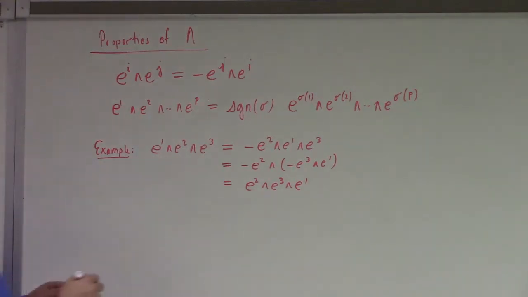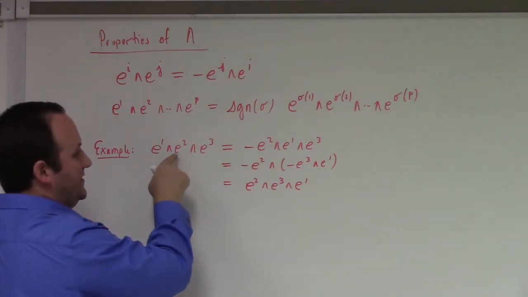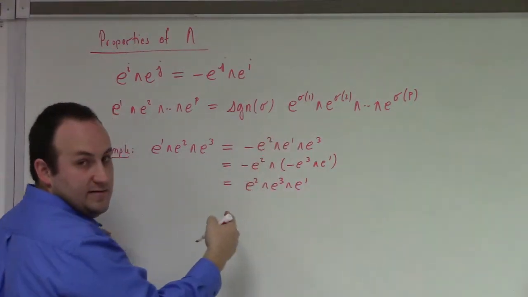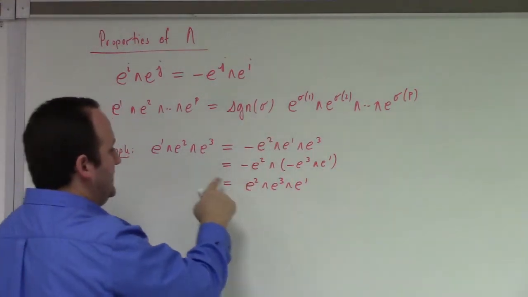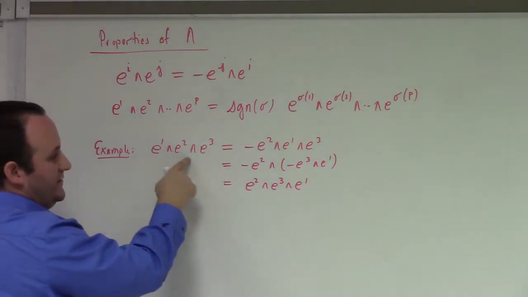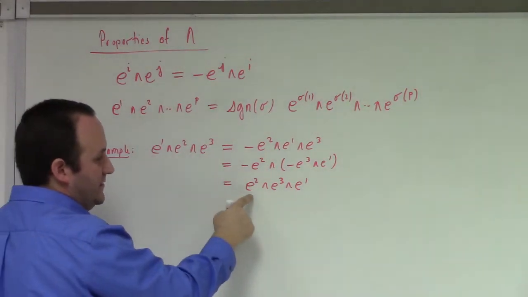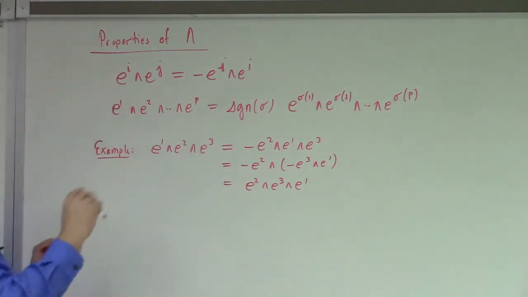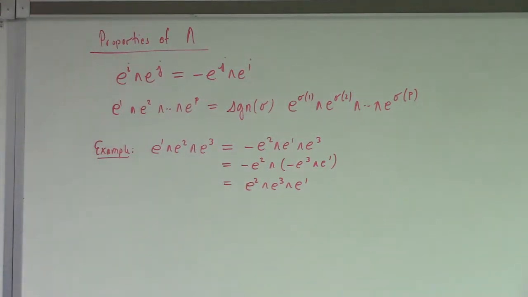So the permutation that takes you from 1, 2, 3 to 2, 3, 1, the sign is just minus 1, right? The permutation that takes you from e1 wedge e2 wedge e3 to e2 wedge e3 wedge e1, well, the sign of that is 1 because it has two flips. All right.